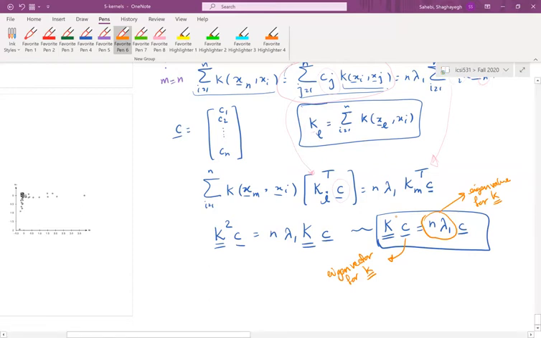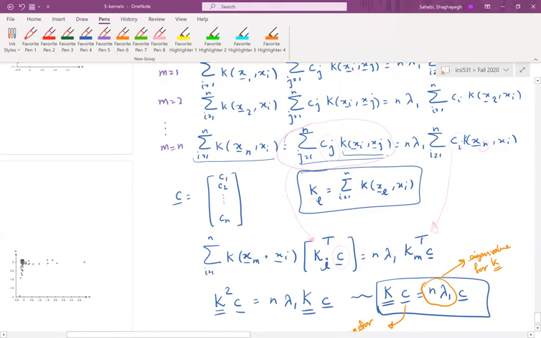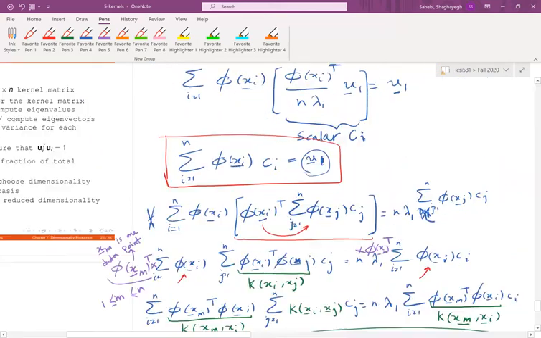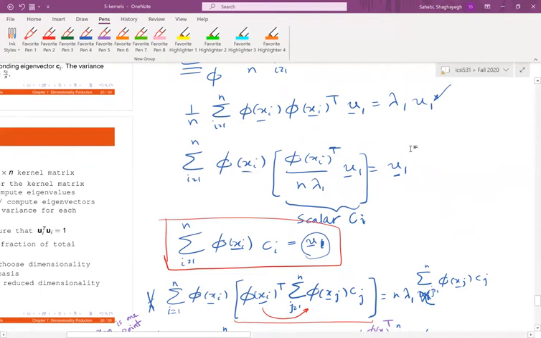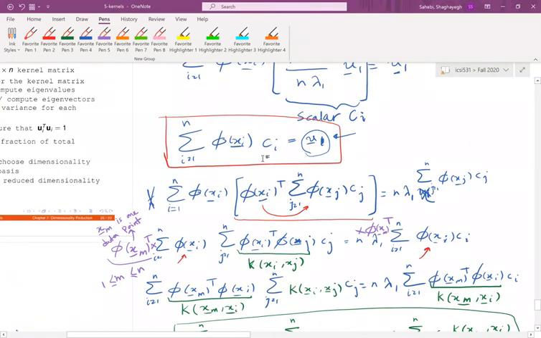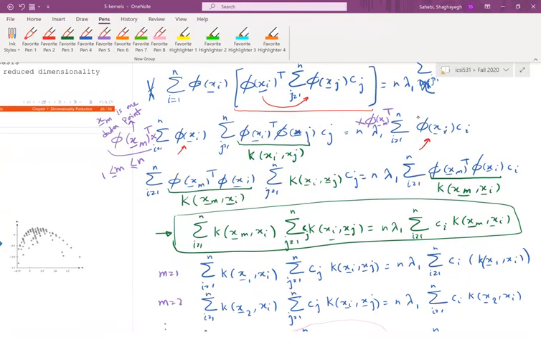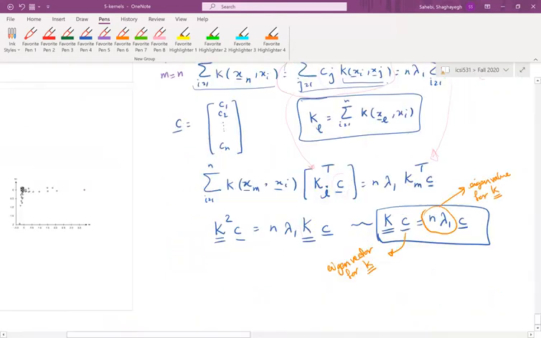Okay, so I have found c, I have found lambda 1, but I still didn't get to my u. You remember that we were looking for this vector u, right? But what we have found so far is the ci's and the lambdas. So how can I get to the direction? The PCA gives me the axis, right? How can I get to my u?